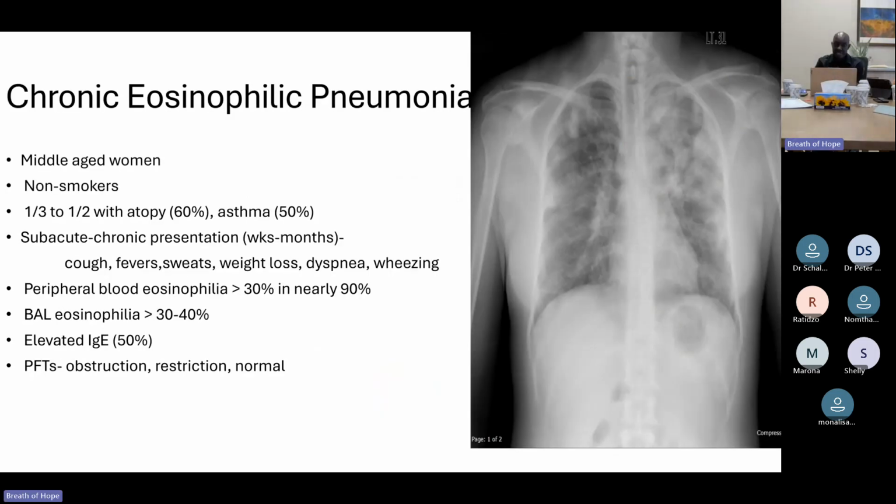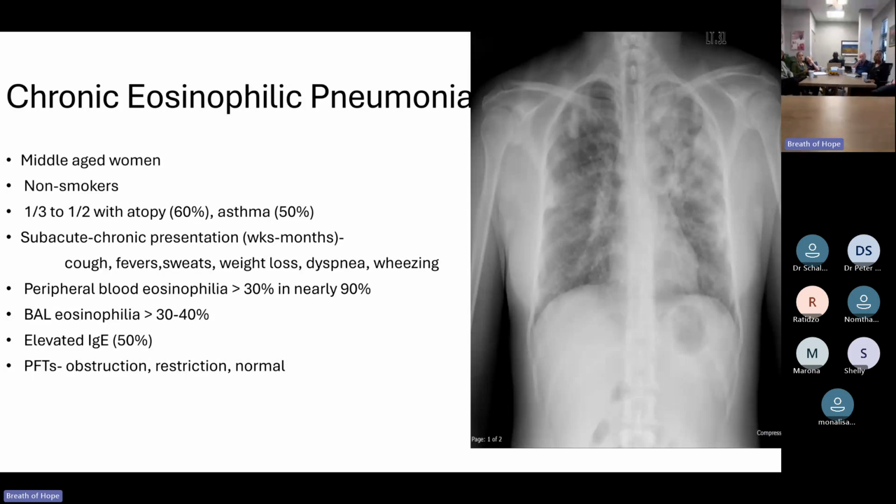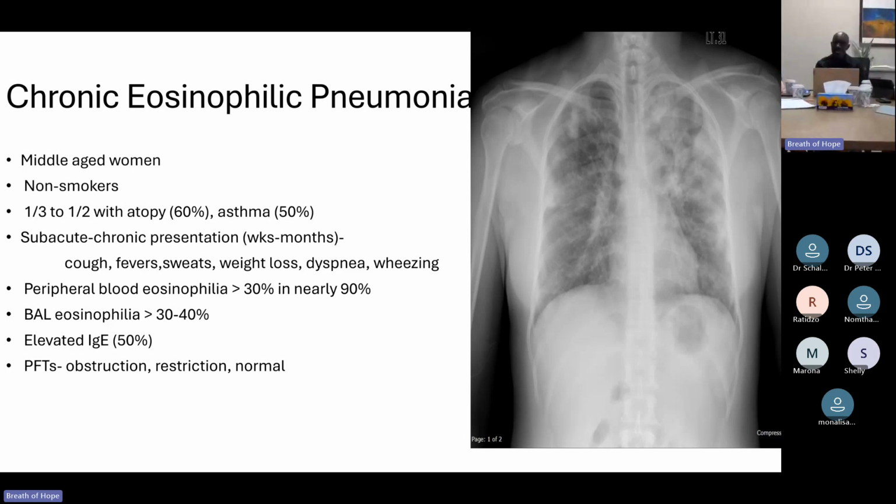And then chronic eosinophilic pneumonia tends to be in middle-aged women, non-smokers, with 1/3 to half having atopy, and asthma in 50%. They tend to have a subacute or chronic presentation, weeks to months, with cough, fever, sweats, weight loss, dyspnea, and wheezing. And in countries where TB is endemic, most of these patients tend to be started on empirical TB treatment and treated as TB, and of course the condition will progress.